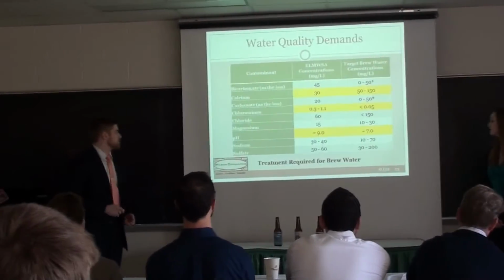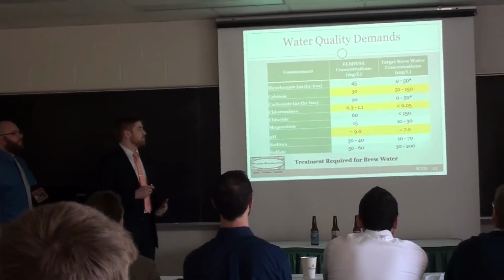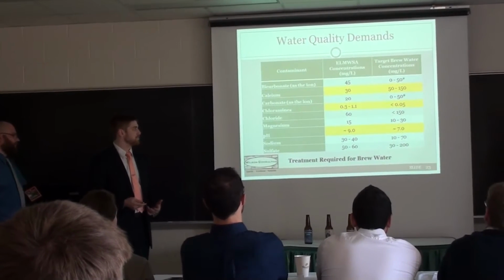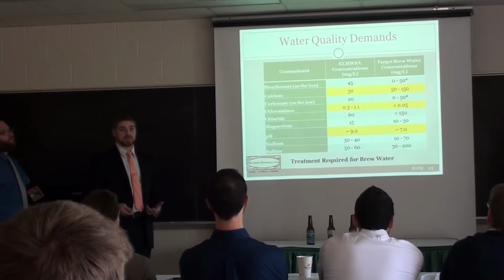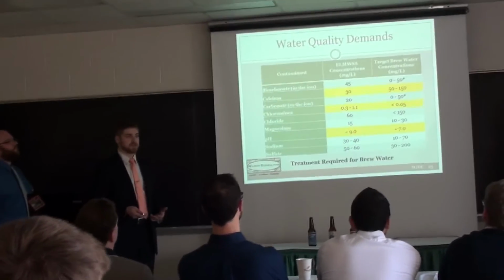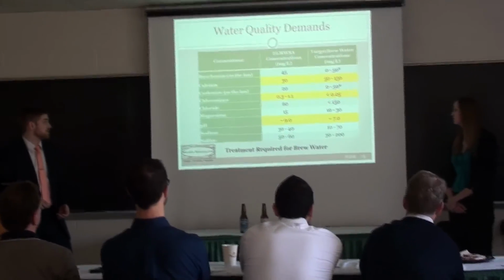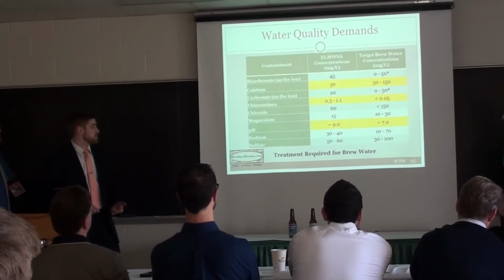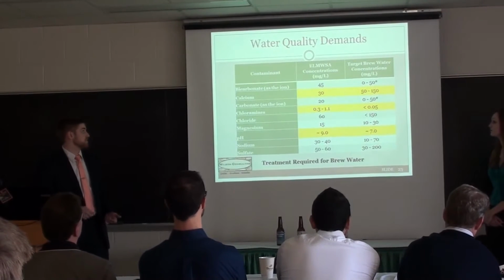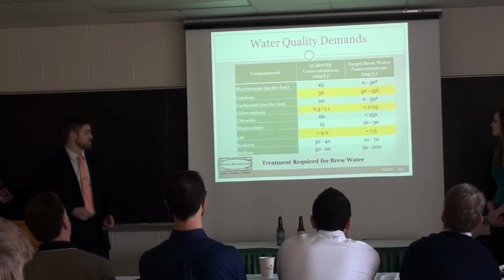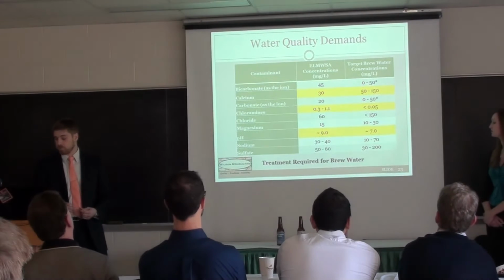And we chose these chemicals and compounds based on they tended to be the most important in the brewing process and had the most direct effect on brewed beer. So because these three were outside of the current concentrations, treatment would be required for the water part of the brewing.